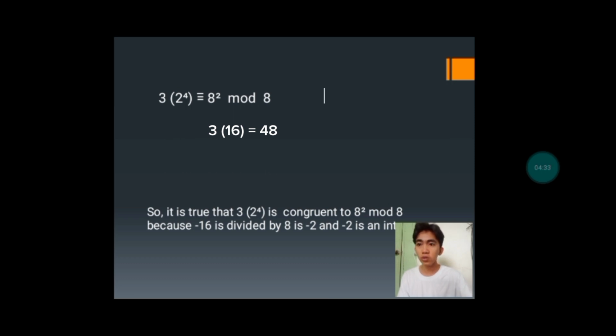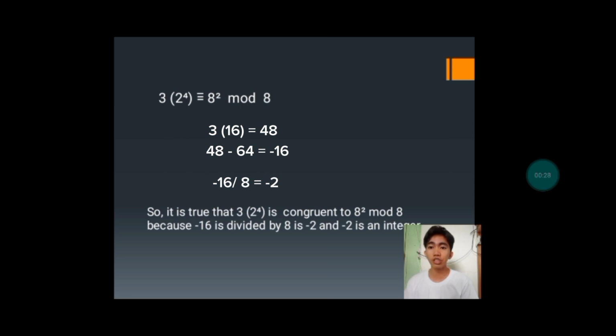Then 8 to the power of 2 is equal to 64. So, 48 minus 64 is equal to negative 16. Negative 16 divided by 8 is equal to negative 2. So, it is true that 3 times 2 to the power of 4 is congruent to 8 to the power of 2 mod 8 because negative 16 divided by 8 is negative 2. And negative 2 is an integer.